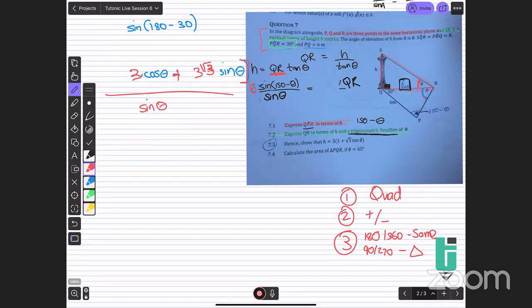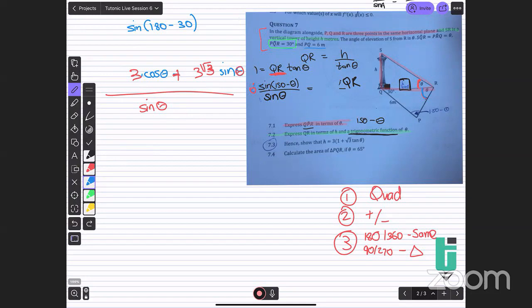So what do you think we can do next? Take 3 out as a common factor. Sure, and then it becomes 3 open brackets, cos theta plus root 3. But before we do that, what about the sine theta at the bottom? We can write it as tan.